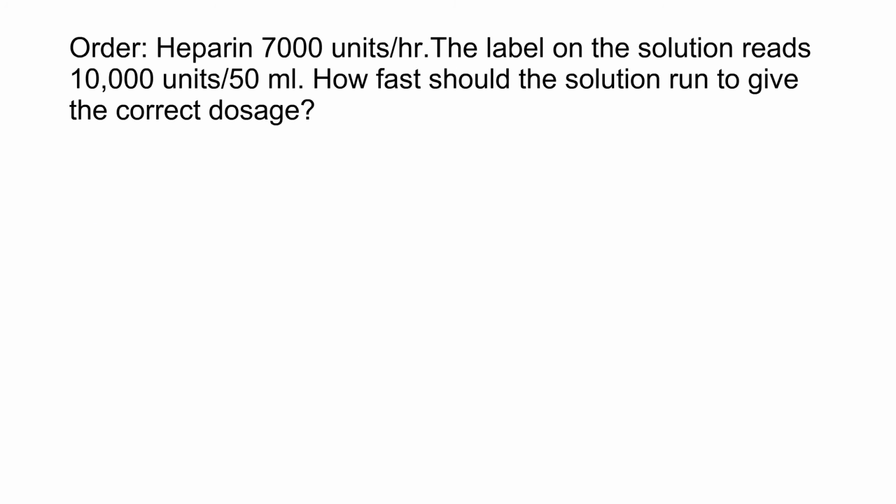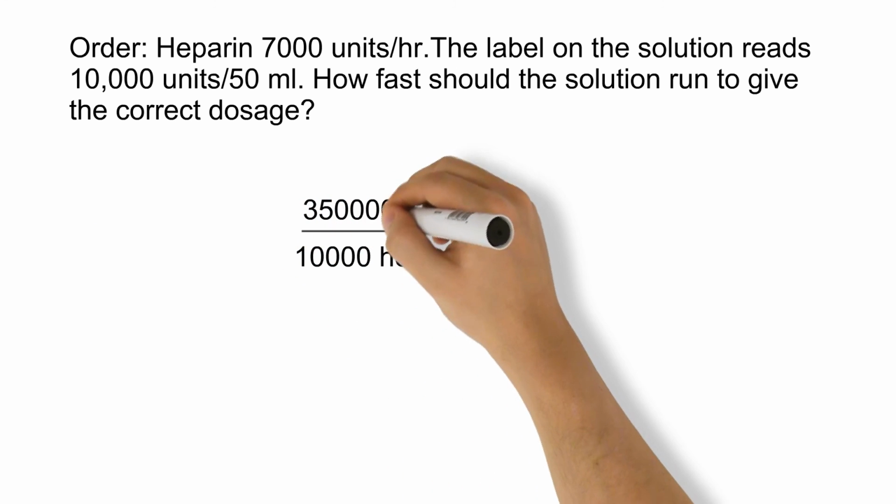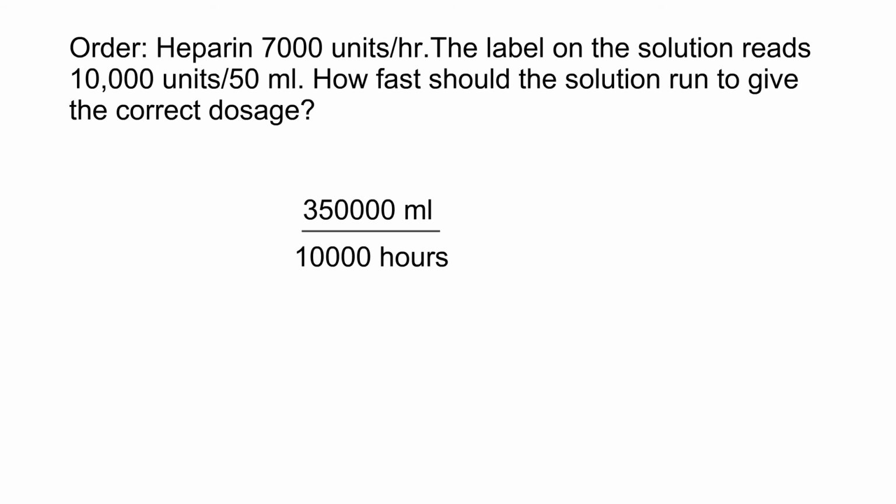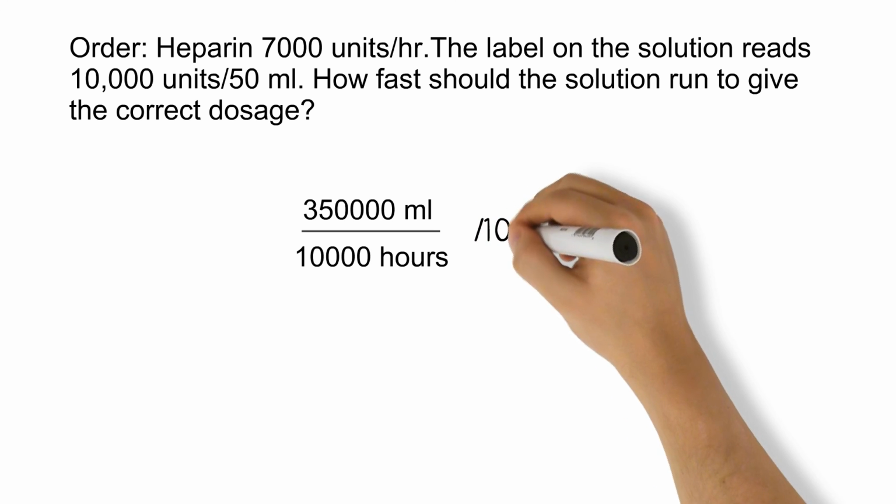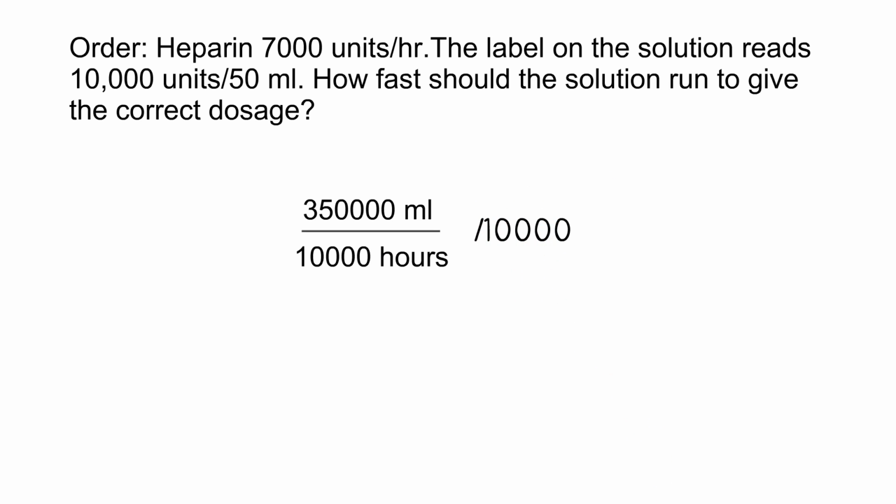And so what you have is 350,000 mLs over 10,000 hours, but we need to figure out how many mLs it is in 1 hour. You get that by dividing by 10,000. So when you divide the total mLs and the total hours by 10,000, you get the answer: 35 mLs in 1 hour. And that's how we figure out the heparin drip.